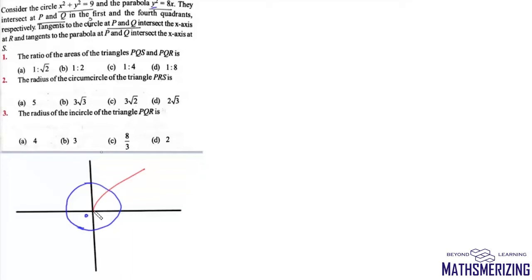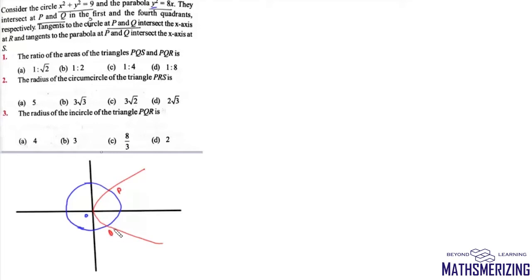So we have this circle, center at origin and radius 3. And then we have this parabola y square equals 8x. So they intersect each other at points P and Q.